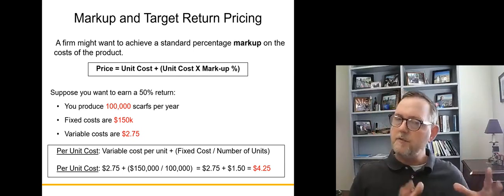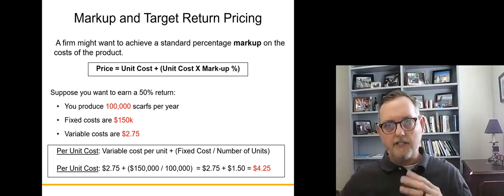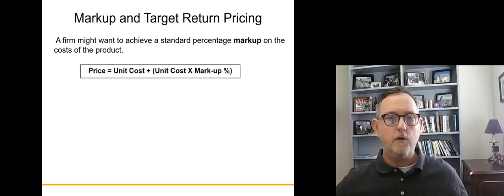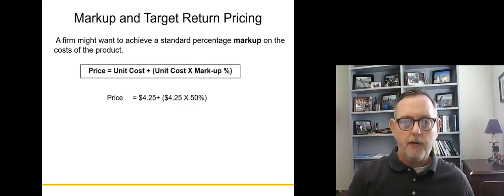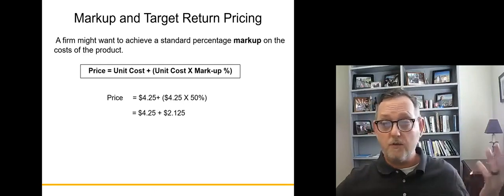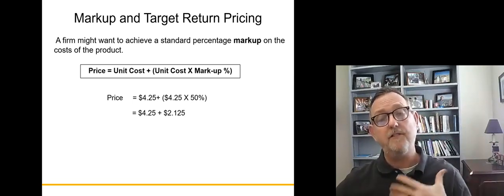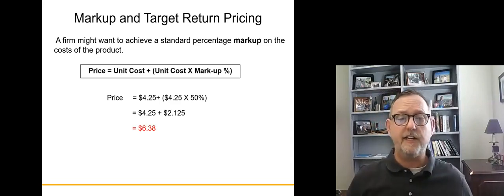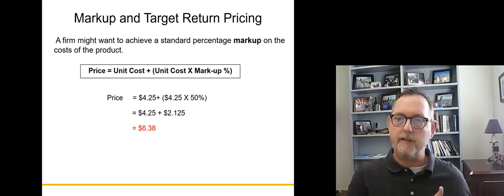Now, that's my cost per unit. So remember this formula, price is cost per unit plus unit cost times whatever the markup is. And I want to earn a 50% markup. Okay, so look at that again. We've got our price, remember, $4.25 plus 4.25 times 50%, which is going to be what? 2.125, that's going to be my profit. That's my 50% markup. And then I'm going to add that. So I'll sell the scarf for $6.38, and I've made a 50% return on this particular product.